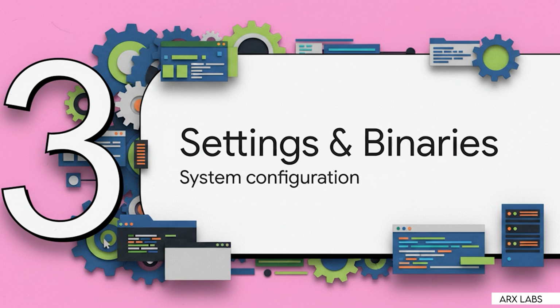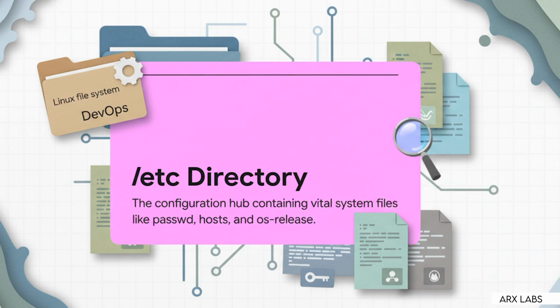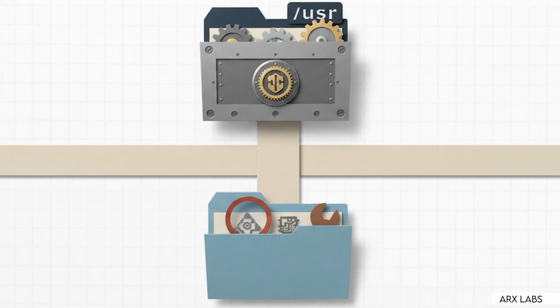Moving right along to part 3, settings and system binaries. So, a absolutely crucial point on our tour is understanding the etc. folder. This is the true configuration hub of your Linux machine. It contains vital system files like the password file for user management, hosts for local DNS routing, and OS release, which tells you exactly what version of Linux you're running. Just like your smartphone's settings app or a Windows C drive, this is the master control room where the core system rules are defined.